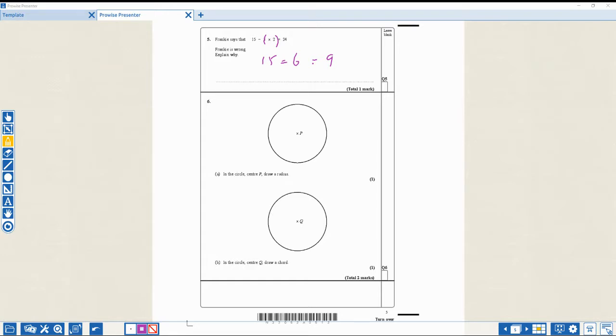In the circle, centre P, draw a radius. A radius goes from the centre of the circle to the circumference. So that's an example of a radius, all the way to the circumference. And part B, in this circle here, it says draw a chord. Okay, a chord goes from any 2 points on the circumference, a straight line like that. But it does not go through the middle like this, as that would be a diameter. So a chord goes from 2 points on the circumference, a straight line. And next question.